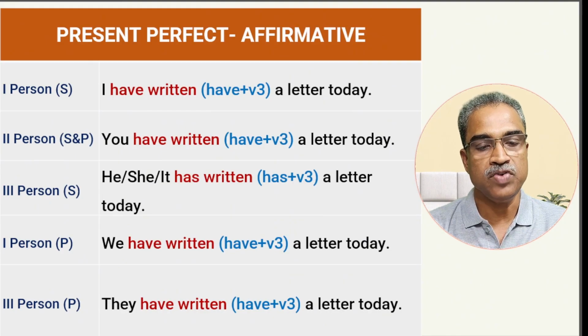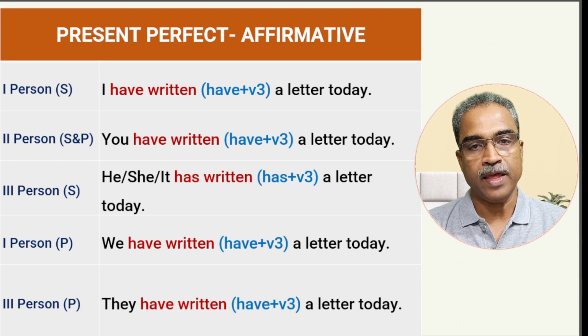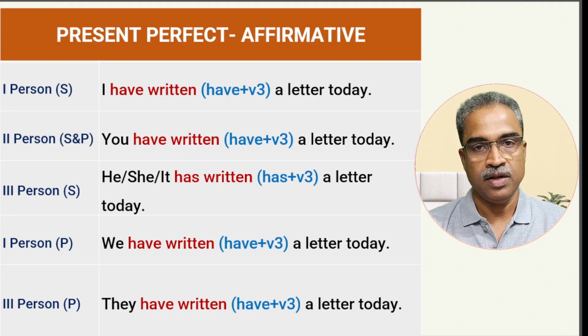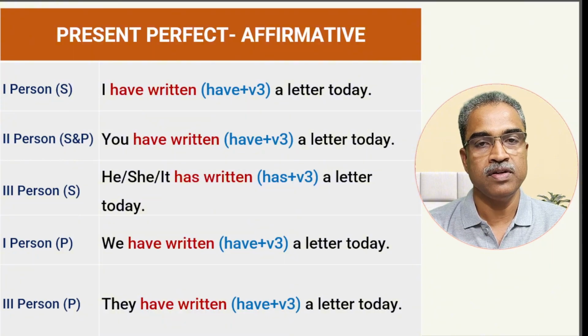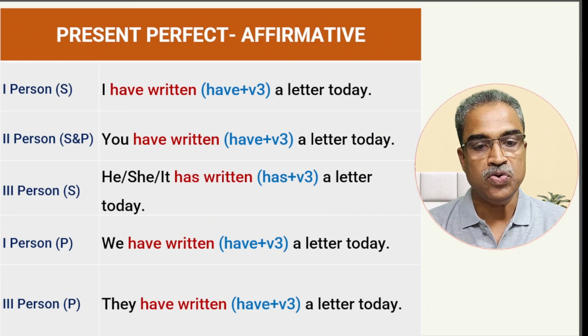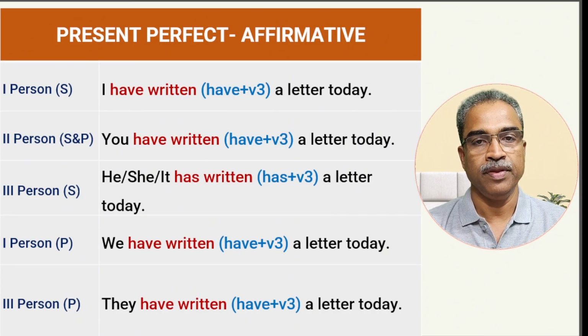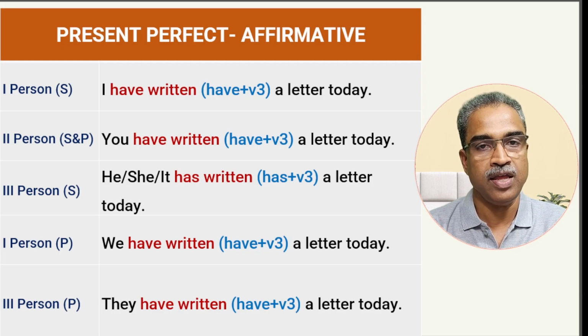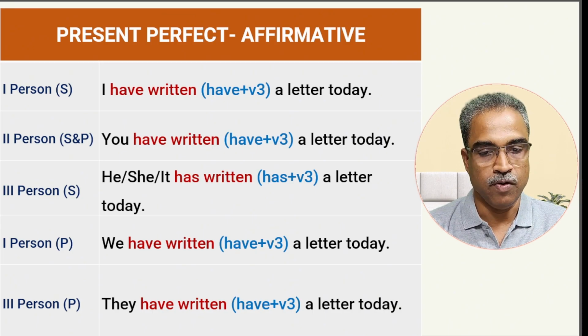So how will it read? It will be, I have written a letter today. I have written. So what is the format here? Subject plus have. Subject here is I. I plus have plus V3. Verb 3. Written. Next one, you have written a letter today. You have. After you, we use have again. So after I have, after you have. So you plus have plus V3 form.